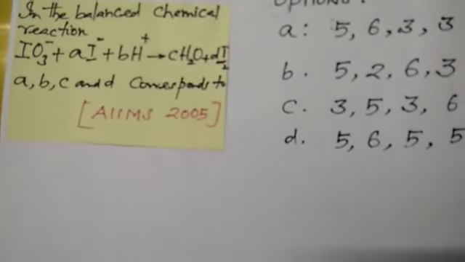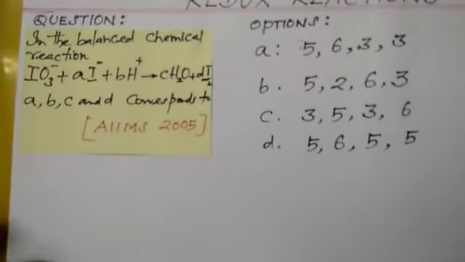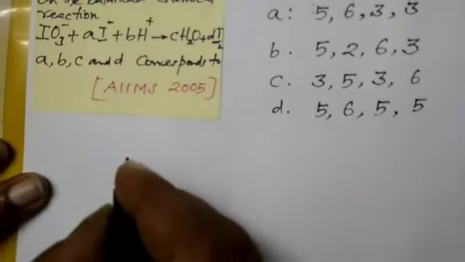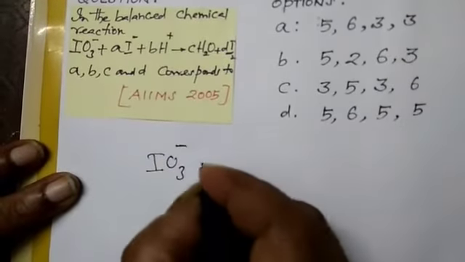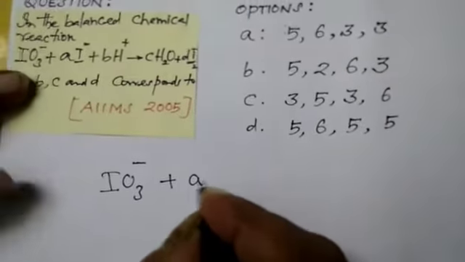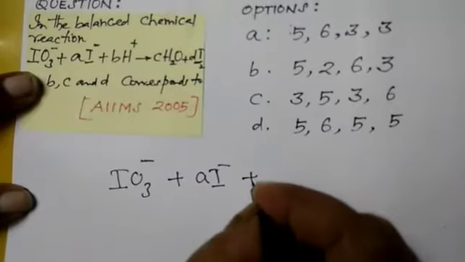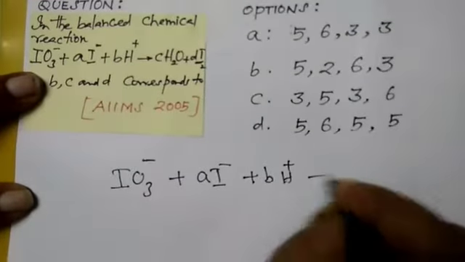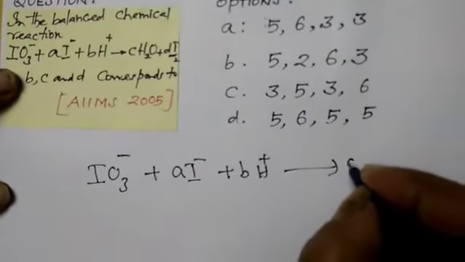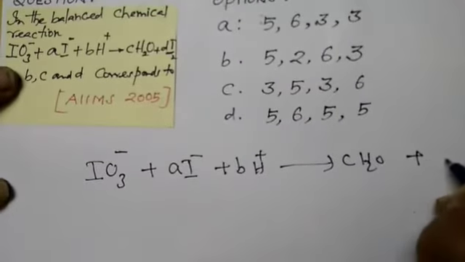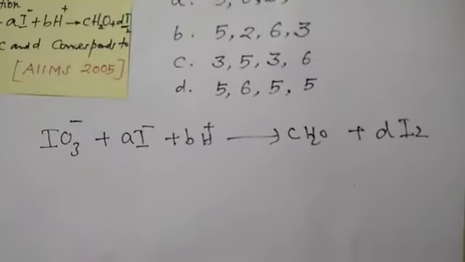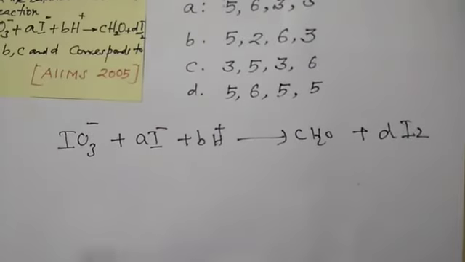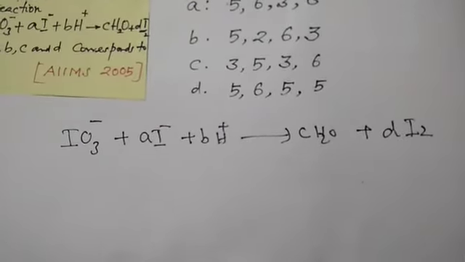It is AIIMS 2005. Now let me first write the reaction, then we will start to analyze the problem. I am simply copying down the question, that's all. IO3 minus gives I minus, water and I2. So our first work is to balance it and write the stoichiometry. That is our task.